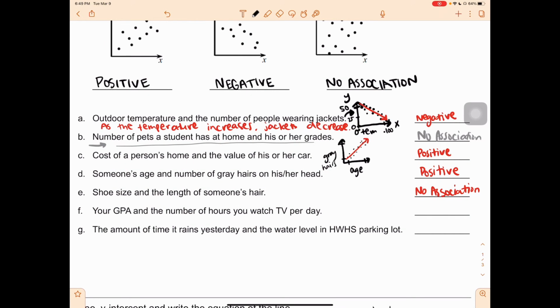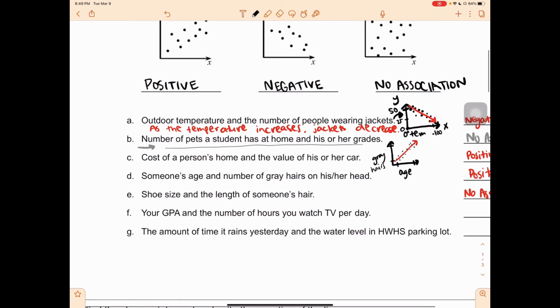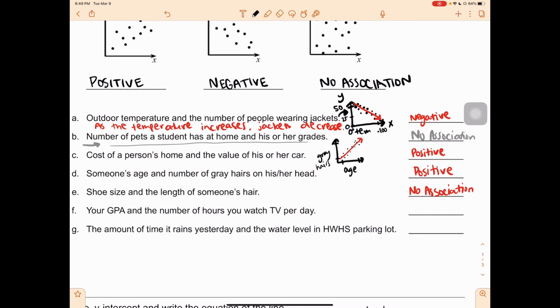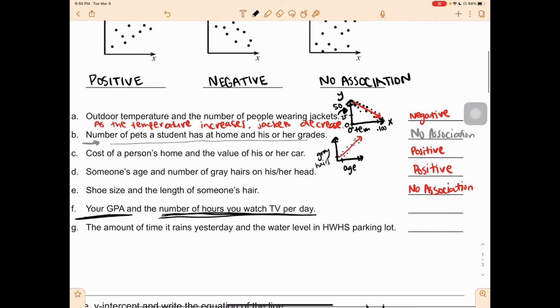Okay, so now let's look at your GPA and the number of hours you watch TV per day. You want to think, if a student is spending all their time watching TV during the day and they're not spending any time studying or doing their homework, so then they don't do well on tests, they don't have any points for their homework, all that stuff, because you're spending all your time watching TV, what's going to happen to your GPA?